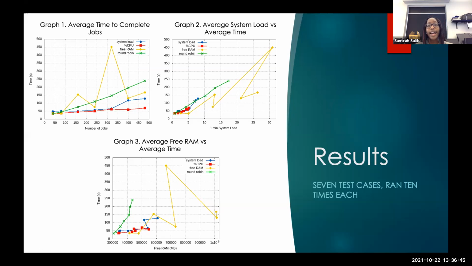And then when we look at graph 2, the free RAM load balancing algorithm, once again, has the highest system load averages. As before, that's because the RAM load balancing algorithm loads up one server with a lot of jobs before moving on to the next one. That means that one server gets overloaded, which increases the system load, and it also takes a long time to complete the jobs.